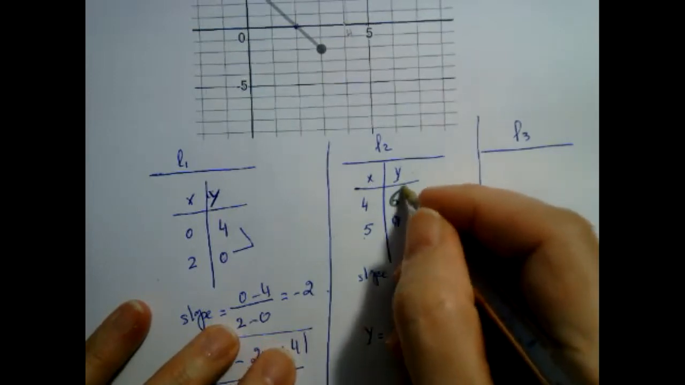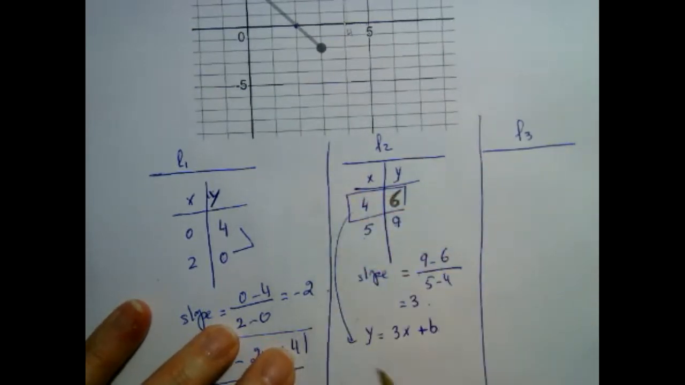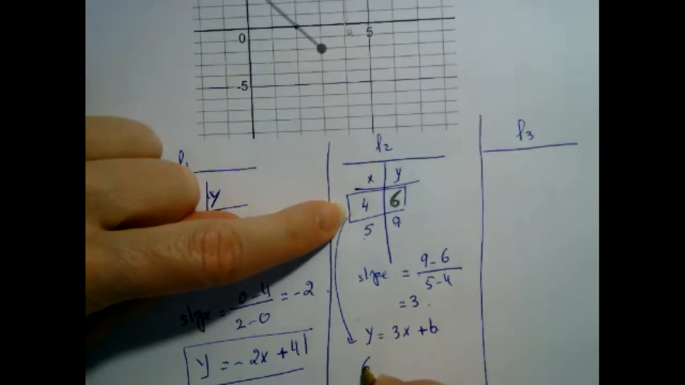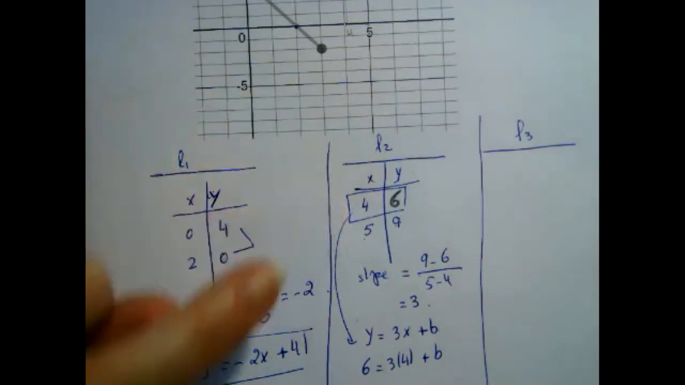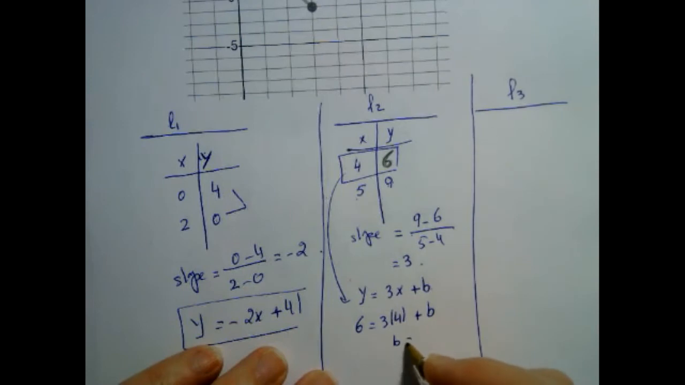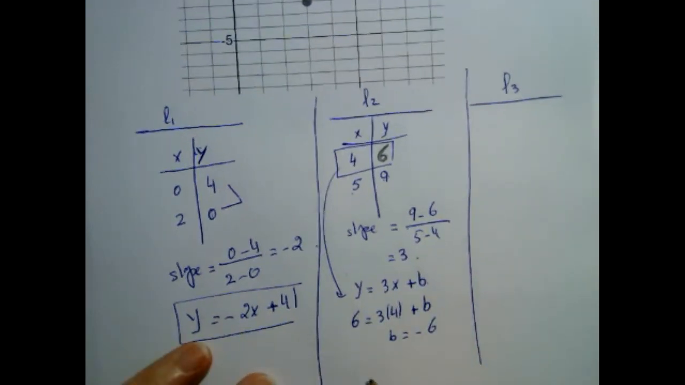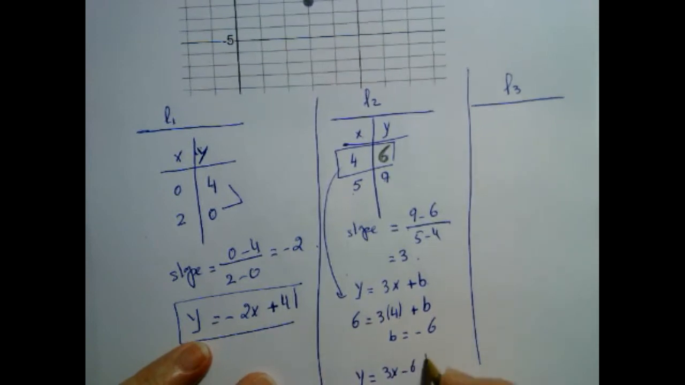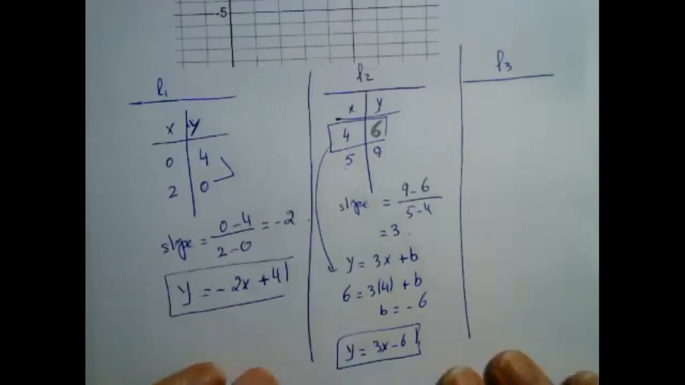And then I pick a point, this one, and I say, okay, if I plug in 6 for y and 4 for x, this equation should be satisfied. And I use that approach to get the b. 3 times 4 is 12 minus 6. So my y would be 3x minus 6. And your classmate's answer is correct.